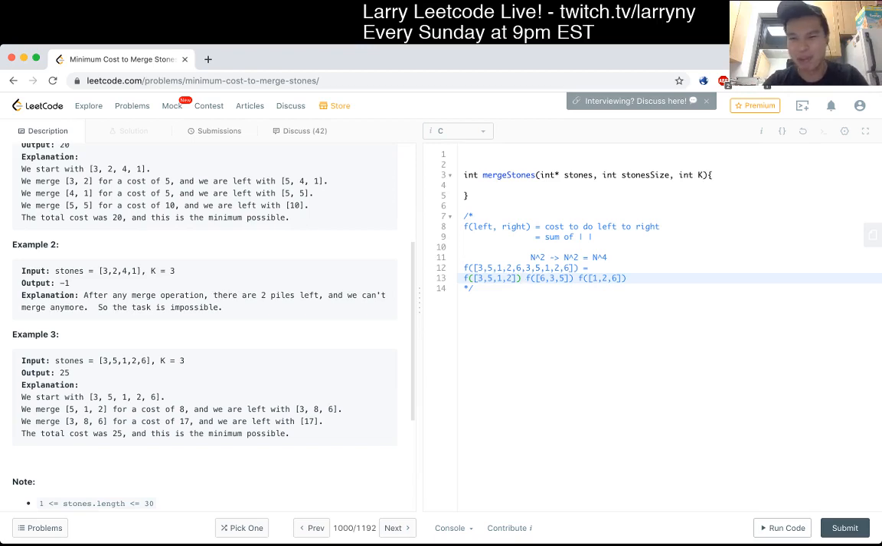So that's your subproblem. I'm a little hand wavy on the diagram, but hopefully, let me do this in code, and then hopefully that'll be clear in code.